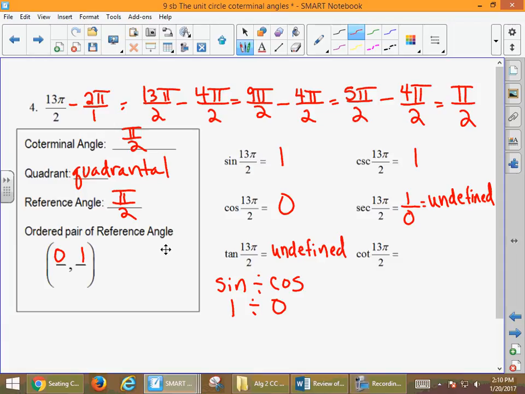One more thought here. If tangent is sine divided by cosine, and cotangent is the reciprocal of tangent, then cotangent is cosine divided by sine. And cosine value here is 0, and sine is 1. What's 0 divided by 1? It's actually 0.